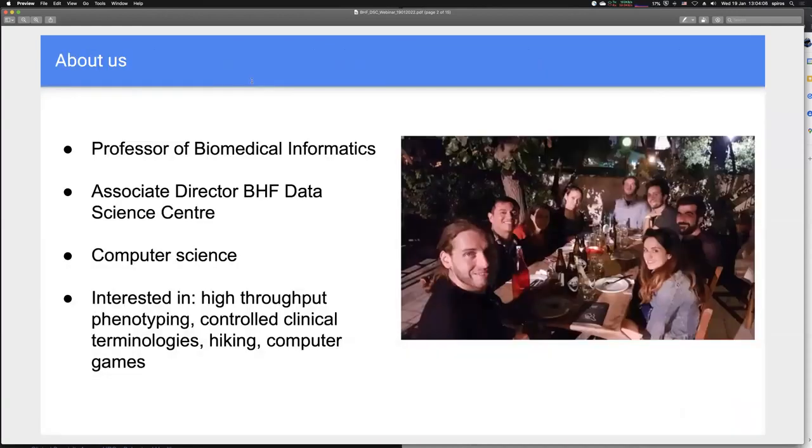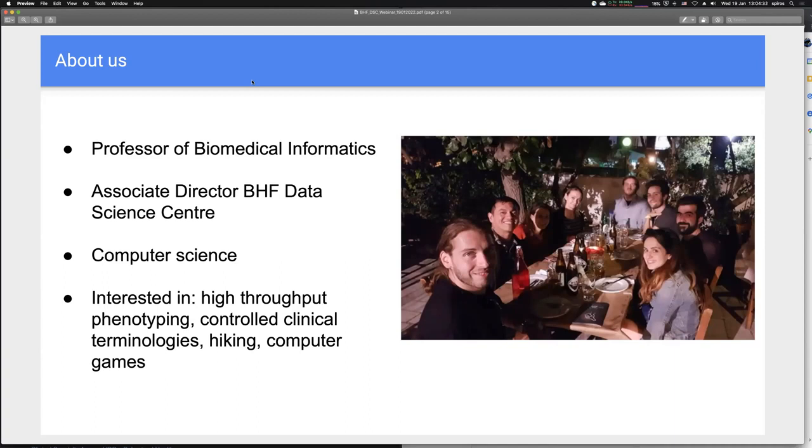A bit about me. I'm a researcher, a professor of biomedical informatics, based at the UCO Institute of Health Informatics, and I'm also an associate director now at the BHF Data Science Centre, leading on the phenomics team. My background is computer science, and I'm interested in all sorts of methods for using electronic health records, so the data that are collected during routine clinical care, for research.